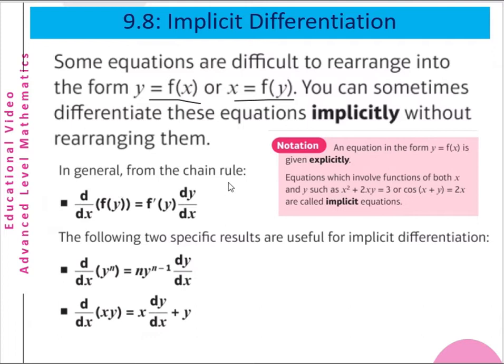In general, from the chain rule, for example, if you differentiate a function of y, d f(y) by dx is equal to f dash of y multiplied by dy by dx. The following two specified results are useful for implicit differentiation. If we have y to the power of n and we differentiate it, we get n y to the n minus 1 multiplied by dy by dx. And if we have the function xy, we differentiate it, we get x dy by dx plus y.